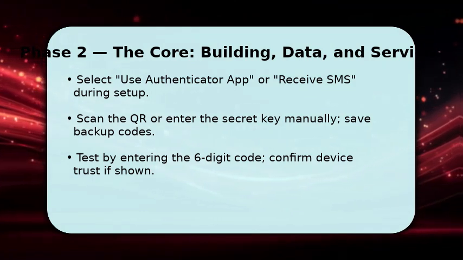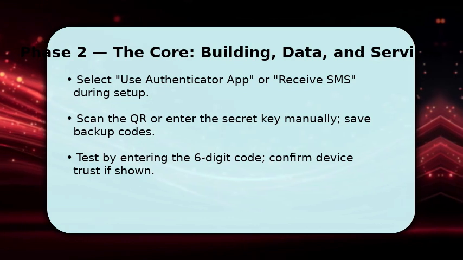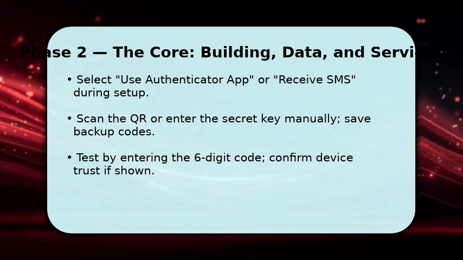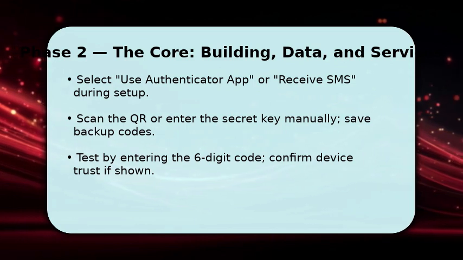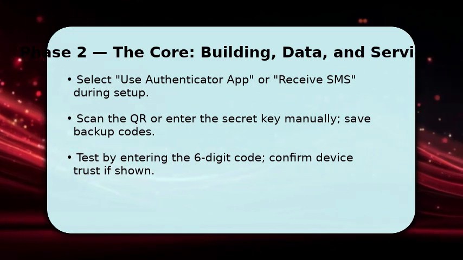If you pick an app, open it and scan the QR code or type the secret key manually. This links Fortnite to the app, and that's why scanning matters. Make sure to save the backup codes Epic shows. They're your recovery path if you lose access.